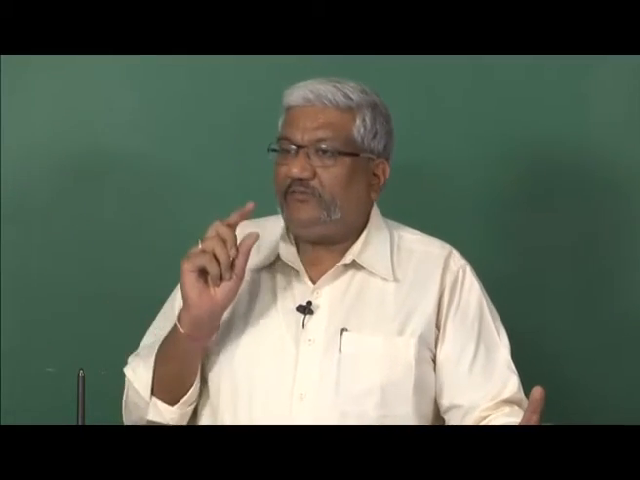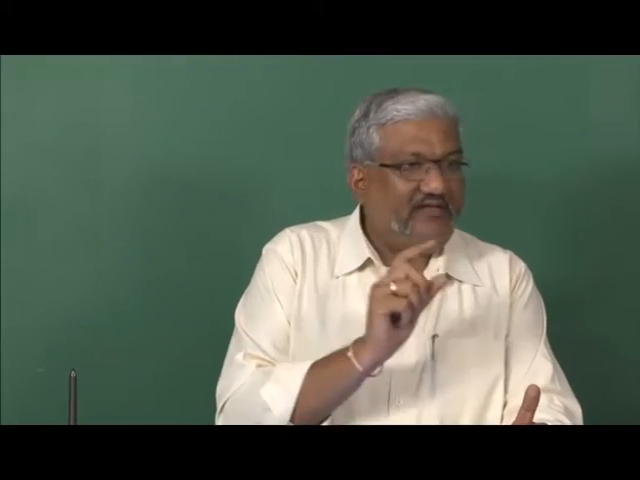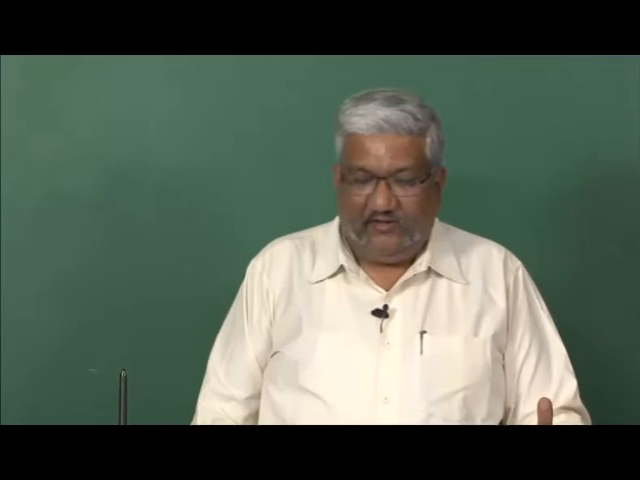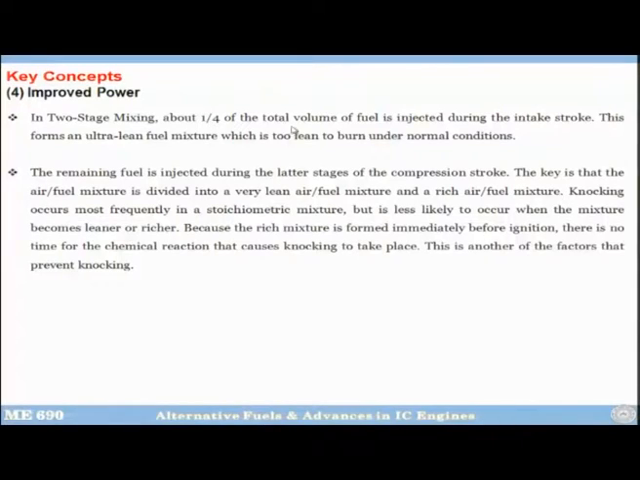By doing this two-stage mixing, we have killed soot in the first place, and then we have also eliminated the possibility of knocking, because now we do not have a stoichiometric mixture in the combustion chamber; it is either too lean or rich. Okay. So, in two-stage mixing, about 1/4 of the total volume of the fuel is injected during the intake stroke. This forms an ultra lean mixture, which is too lean to burn under normal operating conditions. The remaining 3/4 of the fuel is injected during the later stages of the compression stroke. The key is that the air fuel mixture is divided: either it is very lean, which is outside, or it is a very rich mixture.